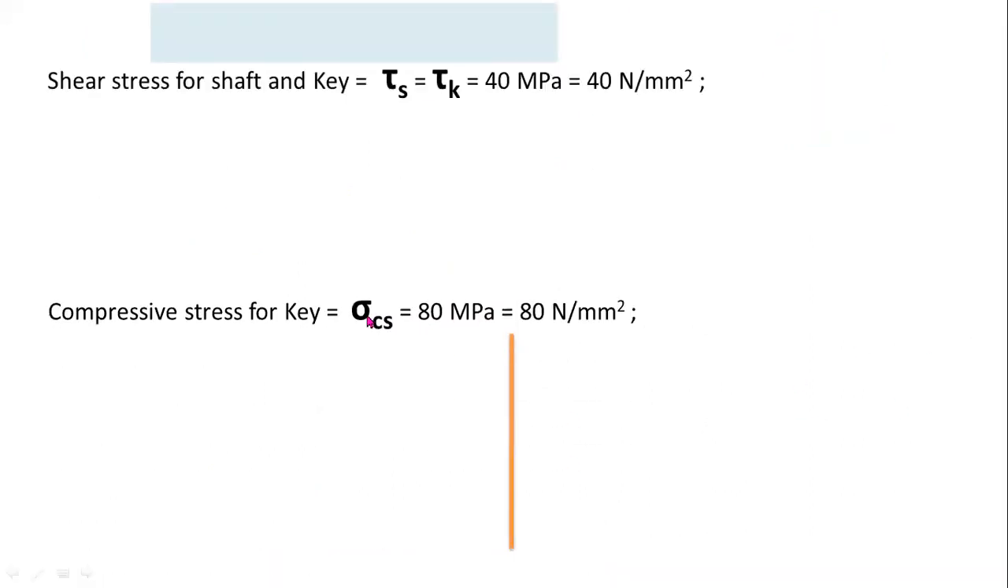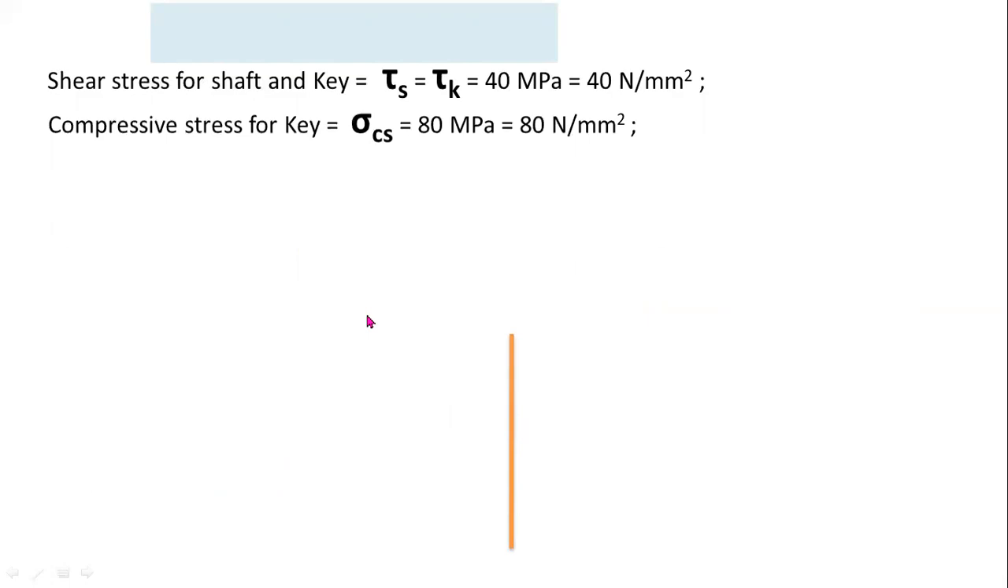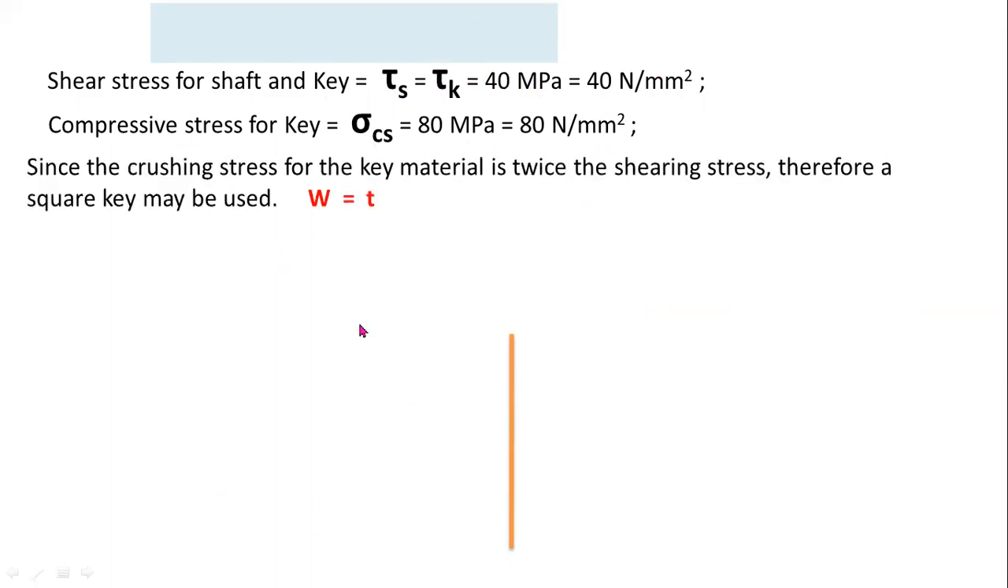In the second step, you have to design a sunk key. Already we know from the given question that the shear stress induced in the key material and shaft material is the same. So tau s equal tau k equal 40 megapascal. The crushing stress or compressive stress induced in the key material is 80 megapascal. Here you can observe that the compressive stress sigma c is 2 times the shear stress induced in the key material.